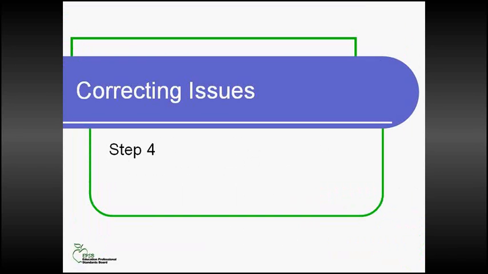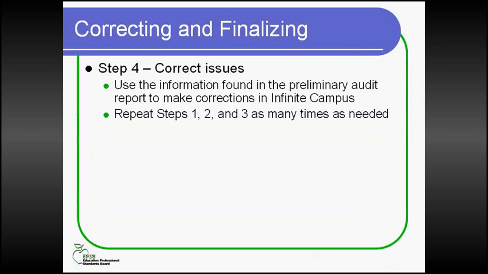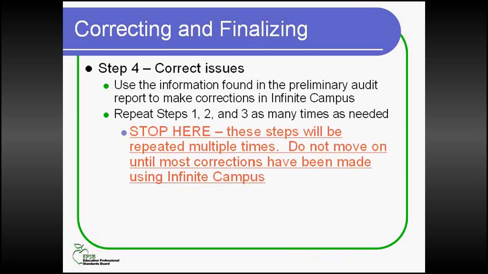So now you've looked at the report, you see what the errors are, and you're ready to correct issues. First thing you want to do, take those issues, go back to Infinite Campus, and make the corrections there. If they've got a special type that's missing, if they've got a content coded wrong, try and do those corrections in Infinite Campus first. And then you've made your corrections, you're ready to upload again. Go back to step 1, start it over and over and over.